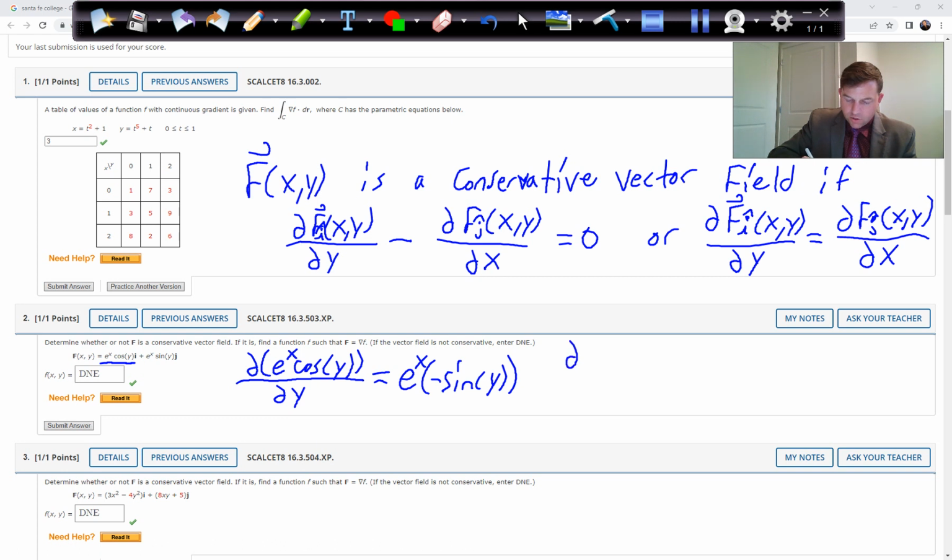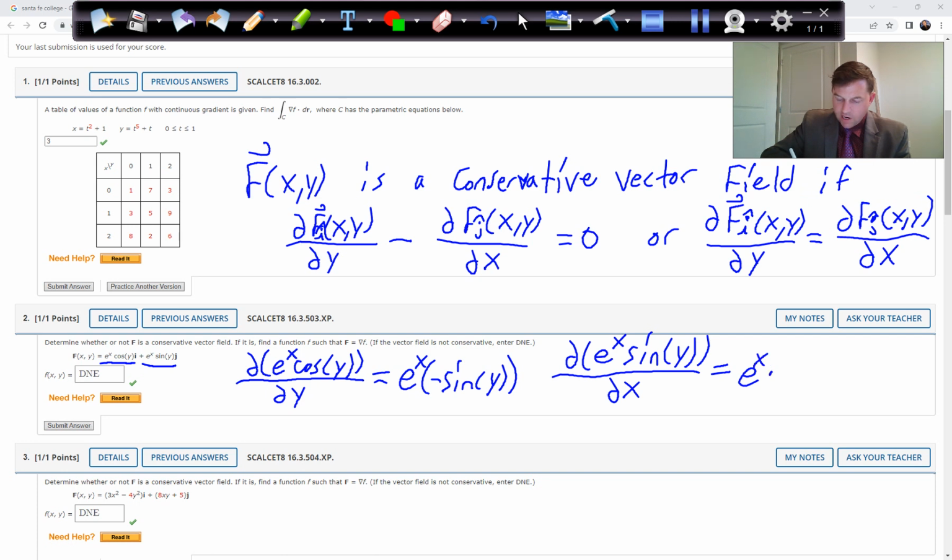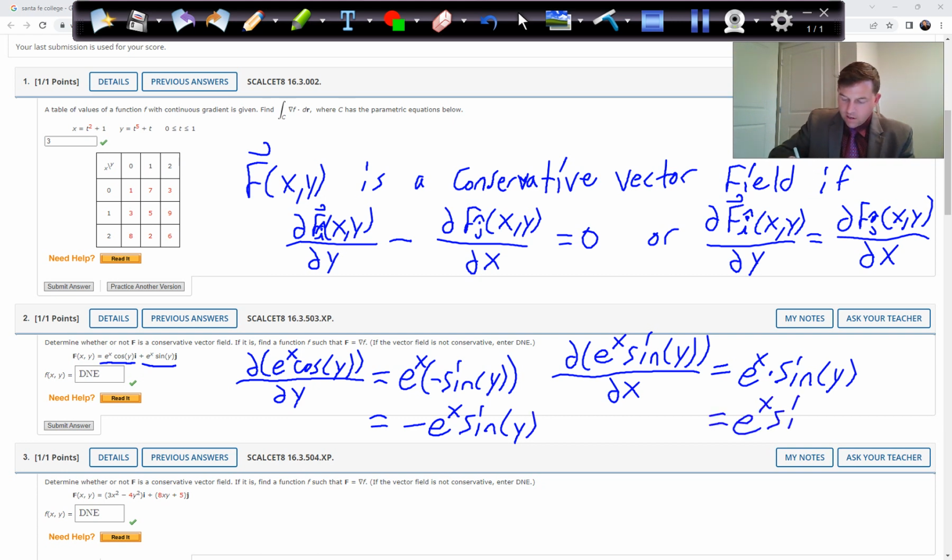Okay, then we're going to take the partial derivative of the j component, so of e^x sine y, with respect to x. Now the derivative with respect to x of e^x is e^x, and then we would just have sine as a constant, so it's times sine y. Now these are really close, but they are not equal. So this one with the minus sign would be minus e^x sine y, and this one was positive e^x sine y, and those are not equal. So they're close but not exactly the same.